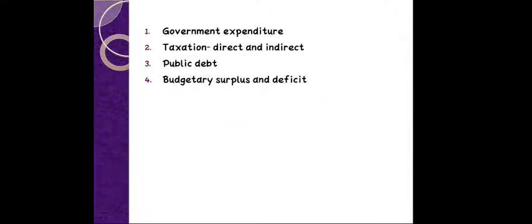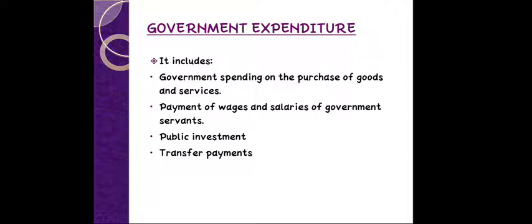Now, the instruments of fiscal policy: there are four instruments of fiscal policy. First one is government expenditure, next taxation, public debt, and budgetary surplus and deficit. First of all, we will see government expenditure. Government expenditure includes government spending on the purchase of goods and services, payment of wages and salaries of government servants, public investments and transfer payments.